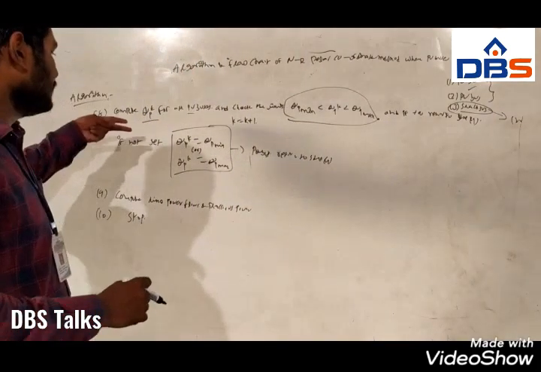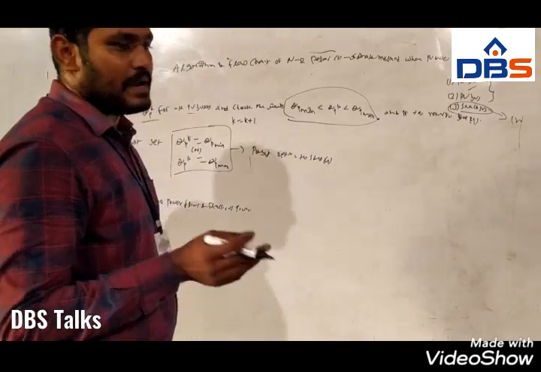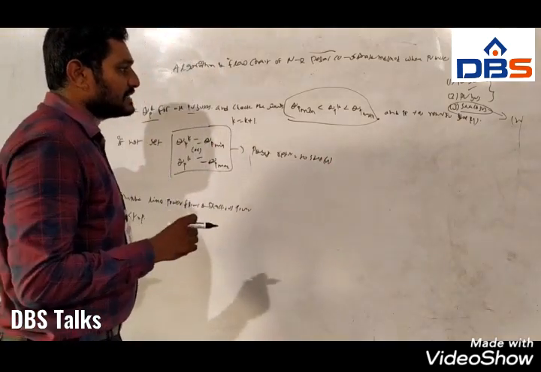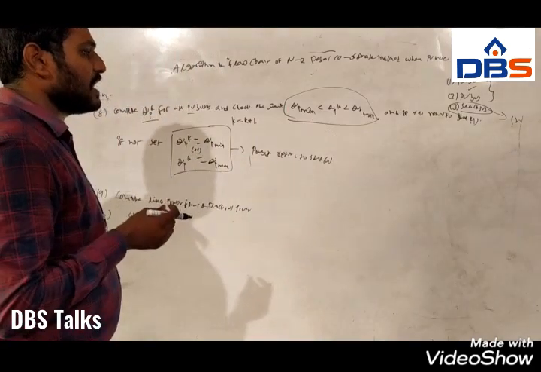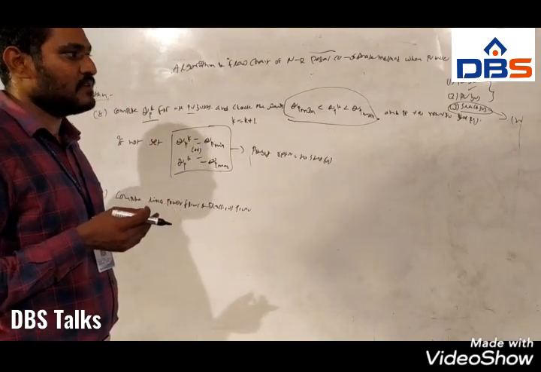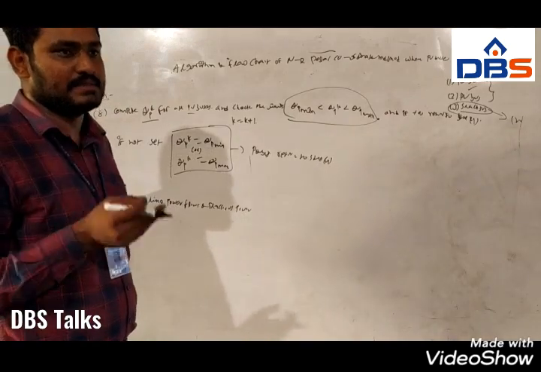After that we have to set the iteration, that is K equals 0, and then we also set the convergence criterion equal to epsilon. And in the fourth step we have to compute real and reactive powers for all PQ buses and also real power for all PV buses.